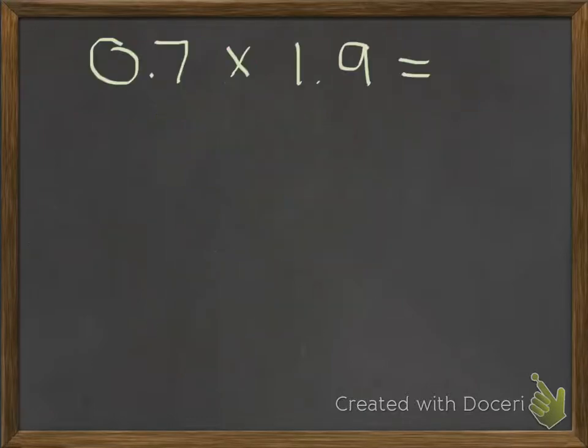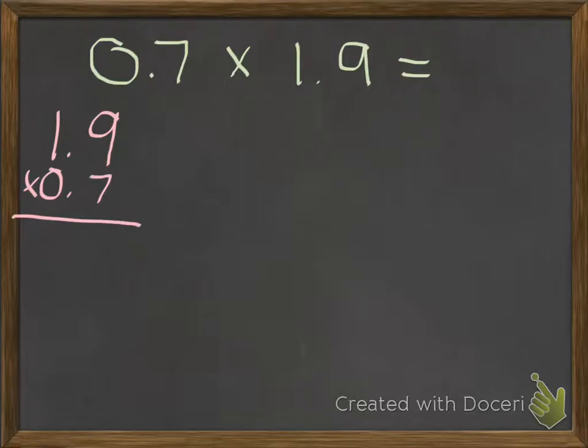Let's try another one. 0.7 times 1.9. Go ahead and multiply this and see how you do. For bonus, see if you can use the distributive property and multiply it. Alright, so 0.7 times 1.9, I'm going to go ahead and write down the standard algorithm, and then I'll use the distributive property to double check.